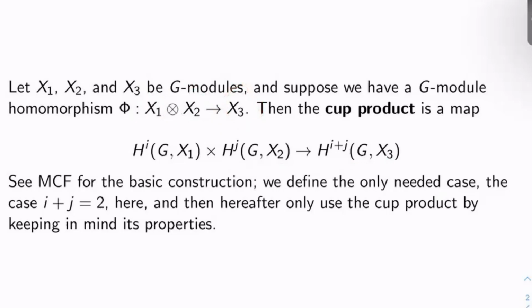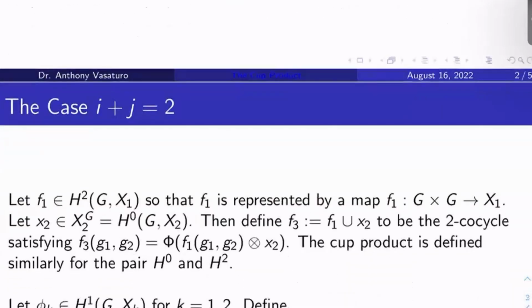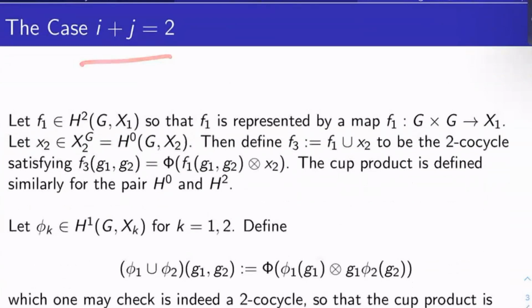Okay, so you can see Milne's class field theory notes and a variety of different texts for the basic construction of the cup product. We're only going to define it in the needed case, which is the case i plus j is 2. We're going to do that here, and then hereafter we're just going to use the cup product sparingly and by keeping in mind its properties. It's one of those things where in practice, you're using it according to its properties and not necessarily according to its nitty-gritty construction, kind of like the tensor product itself, for example. Okay, so the case i plus j equals 2, what is the cup product?